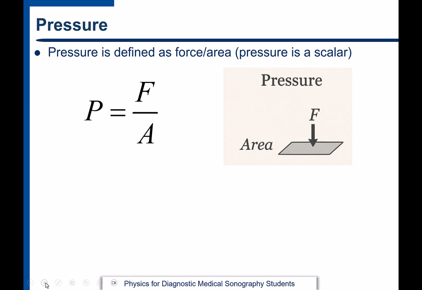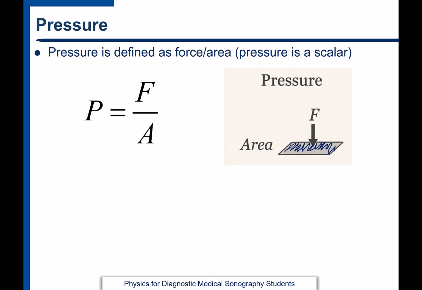The first thing we want to do is define pressure. Pressure is defined as the force per area. And we've got a little diagram here that shows a force exerted on a certain area. Pressure is simply the force divided by the area. Pressure is a scalar, it's not a vector, and I'll talk more about that in a moment.